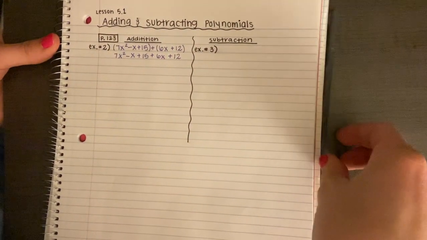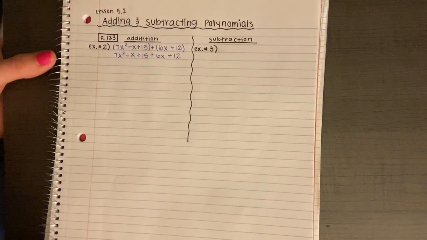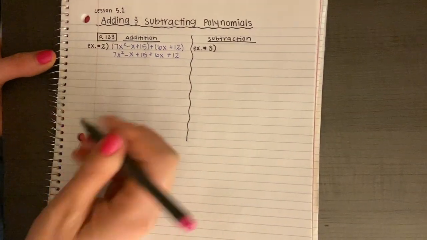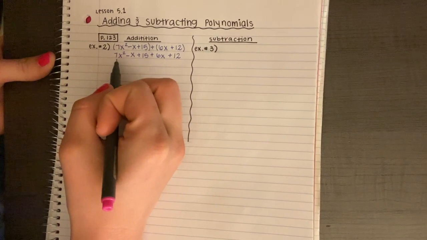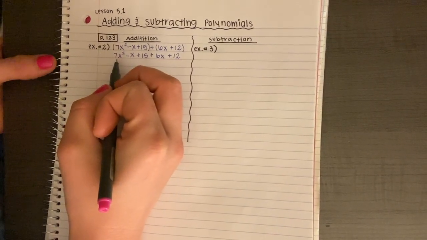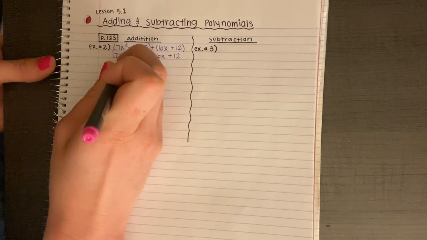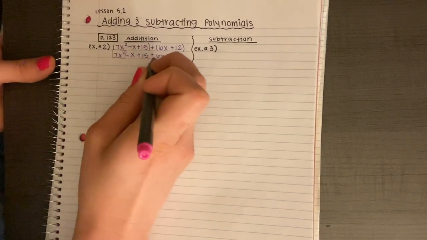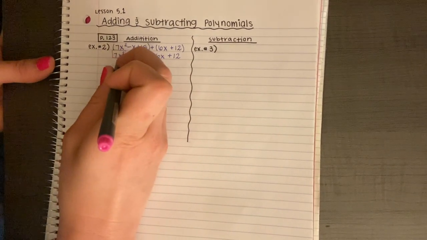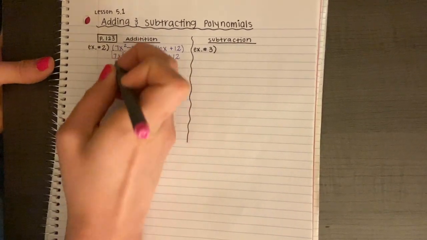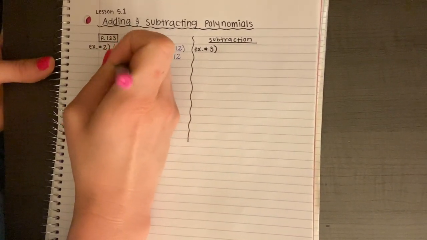And just like I've done in the past, I'm going to combine like terms like normal. A like term is a term with the same variable to the same exponent. So we've got 7x squared. I'm going to look to see if there are any other terms with an x squared. There aren't. So 7x squared is just on its own.